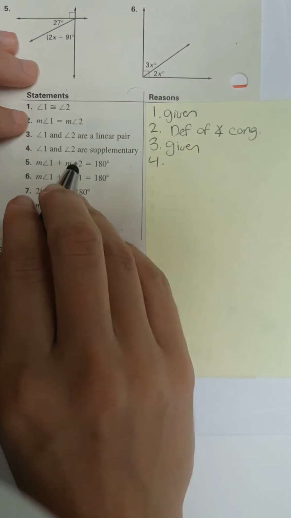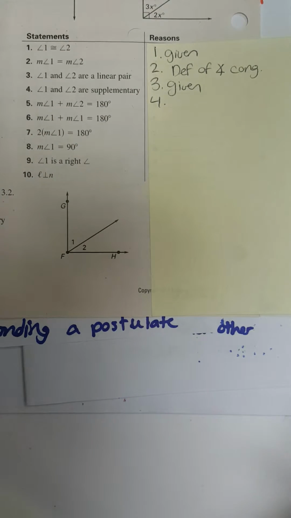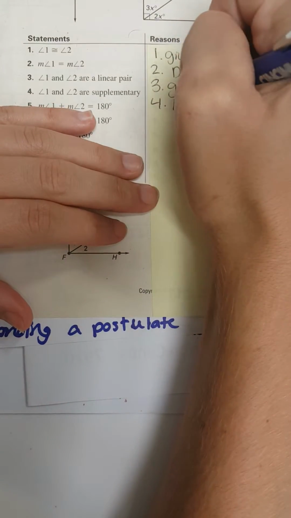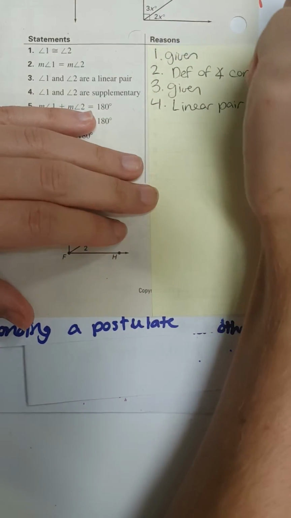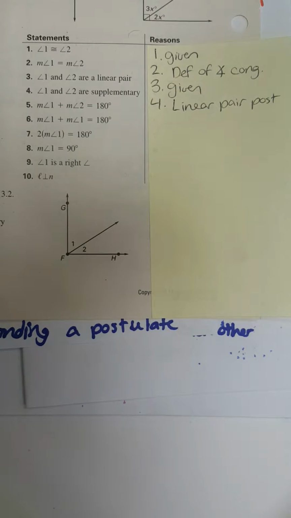Okay, number 4, angle 1 and angle 2 are supplementary. What tells us that if they're a linear pair, then they are supplementary? Well, it is called the linear pair postulate. Did anyone get that? Linear pair postulate. If something is a linear pair, that means they are supplementary. That is my linear pair postulate.